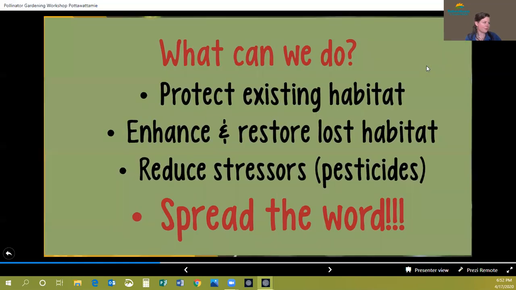So part of this is what can we do, right? We know there's a problem and we want to do something about it. So we could protect existing habitats, right? We can protect the stuff that we already have. But today is about enhancing and restoring lost habitat. So basically your yard is lost habitat. It used to be something else. Maybe it's prairie, maybe it's woodland, maybe it's savanna, whatever. But then we built a city, we tore everything down to build our houses, and then we put a rug on top of it, which is our lawns. So we can restore that habitat.